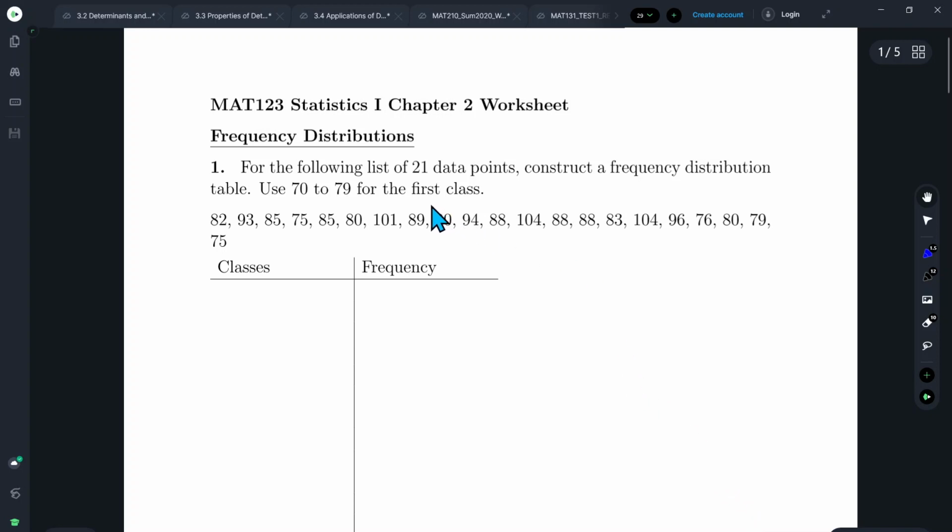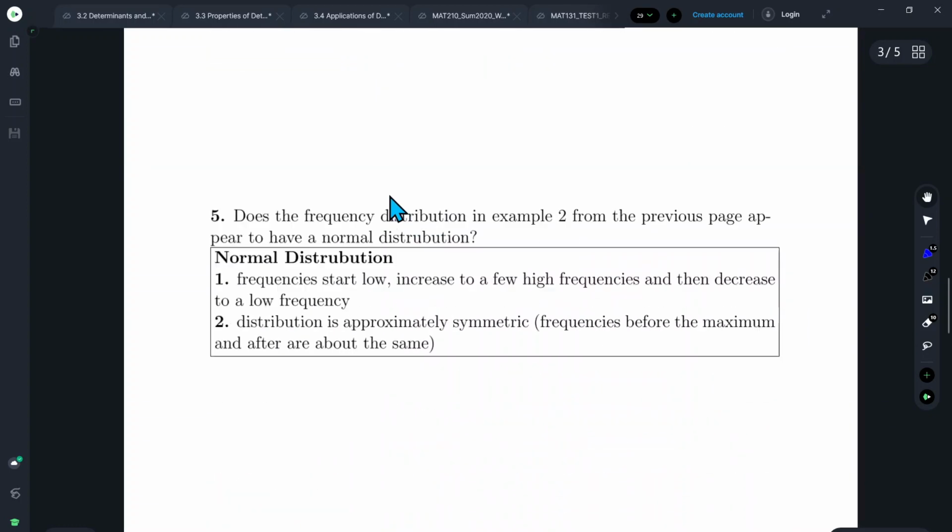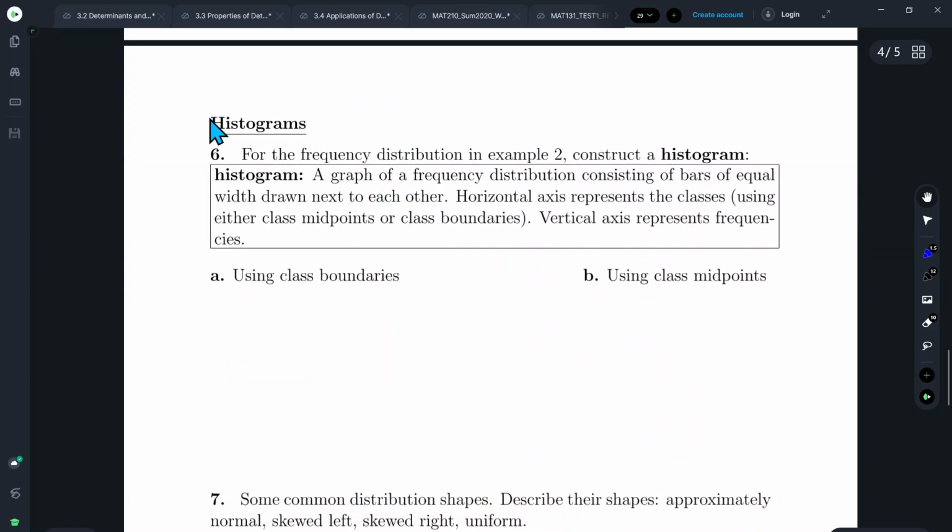In this video, we'll take a look at a couple ways to summarize and visualize a list of data points. In particular, we're going to take a look at frequency distributions and also histograms.